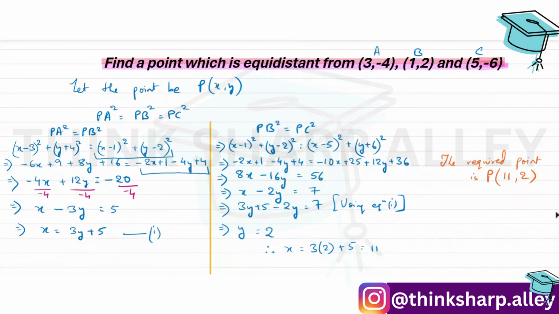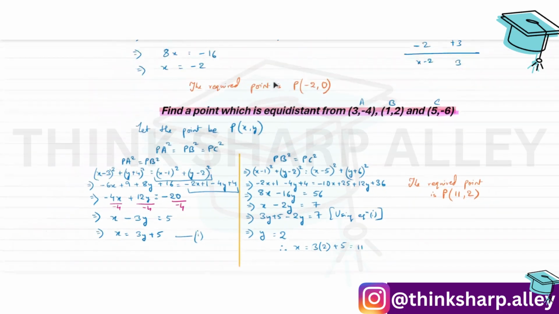So this point is equally distant from all the three given points A, B, C. So this shows how the distance formula helps us locate a point that satisfies a certain distance condition. Now let's move on to the next geometry problem.